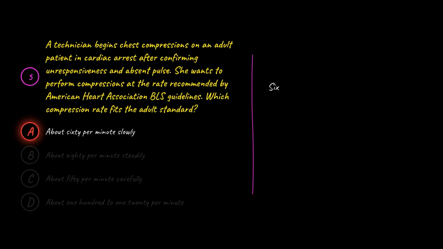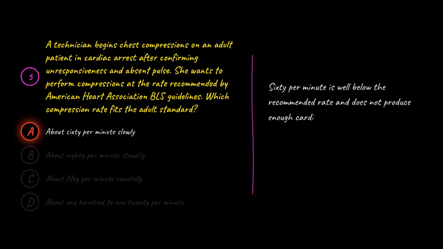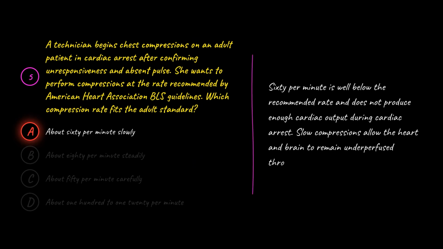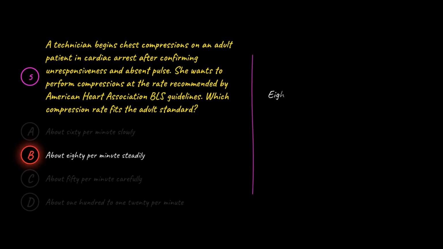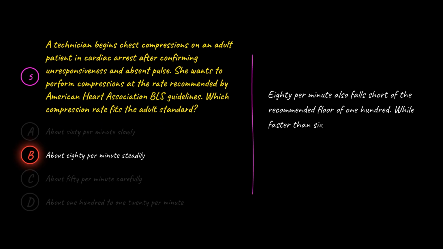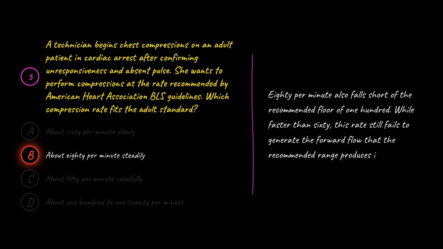A is wrong because 60 per minute is well below the recommended rate and does not produce enough cardiac output during cardiac arrest. Slow compressions allow the heart and brain to remain under-perfused throughout the resuscitation attempt. B is wrong because 80 per minute also falls short of the recommended floor of 100. While faster than 60, this rate still fails to generate the forward flow that the recommended range produces in practice.